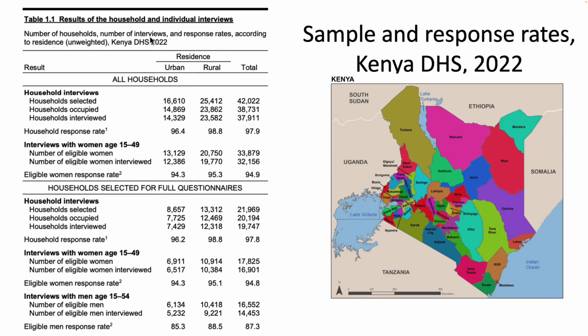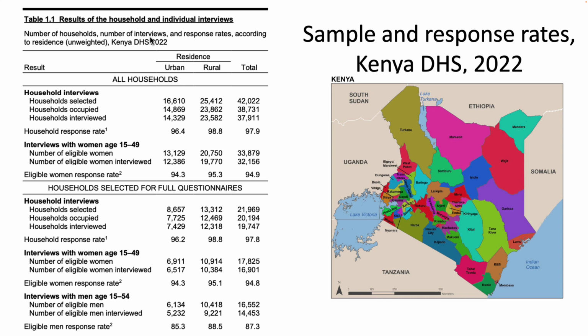From this table, you can get a sense of the household sample and the response rates broken out by urban versus rural settings. Of about 42,000 households that were selected, 38,700 were occupied, and nearly 98% of those households had an occupant who ended up completing an interview. The response rates were very high for both urban and rural settings. And of the roughly 22,000 households that were selected for completion of full questionnaires, 20,000 were occupied at the time of the survey, and the overall household response rate was 94.8%.